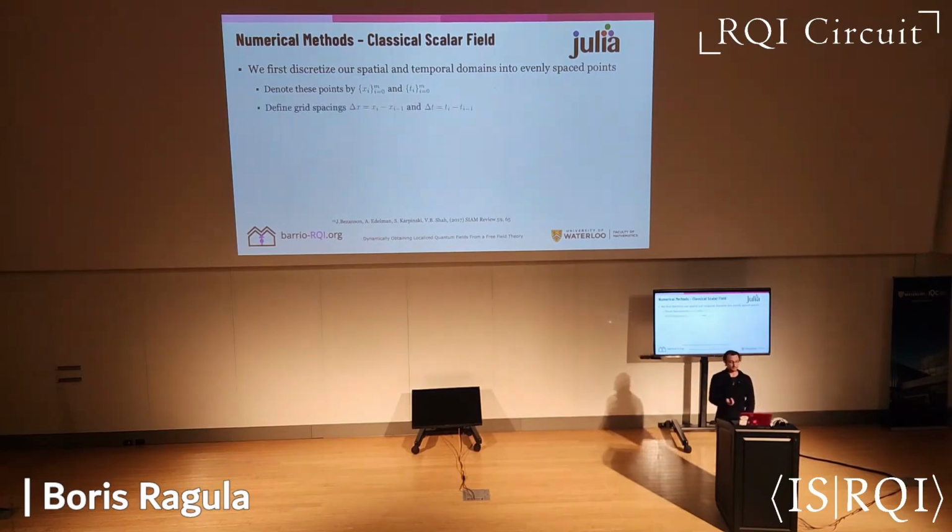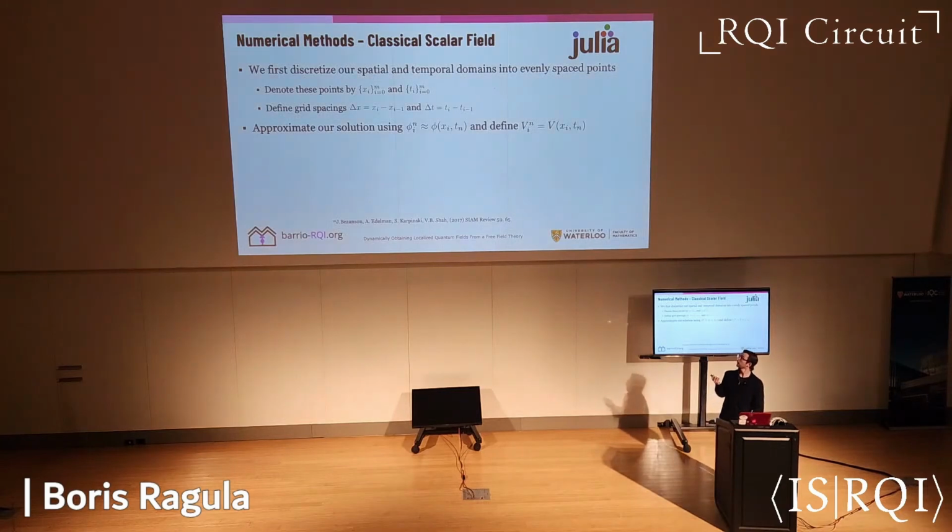And we'll define the grid spacings as the distance between any two adjacent grid points in both x and in t. We adopt a notation where our approximate solution is written as phi super n lower i, and it's approximately equal to the exact solution of the field at the point x_i and t_n on our grid. And just to keep some consistency, we define V super n lower i to be the value of the potential at the point x_i and t_n.